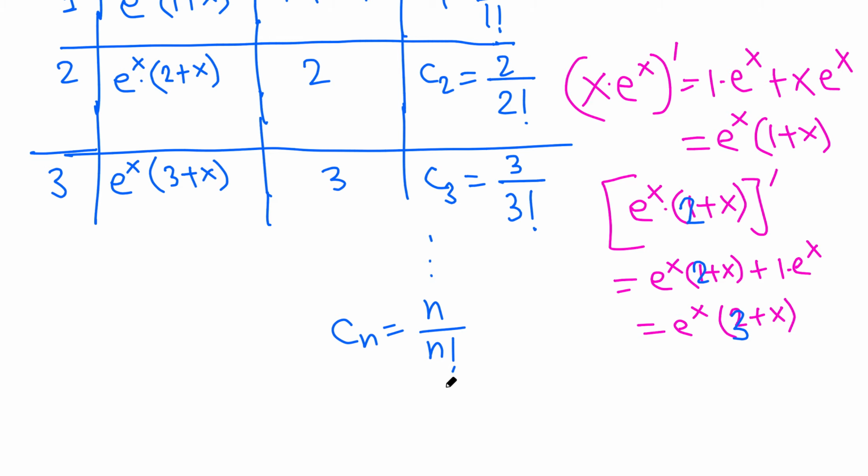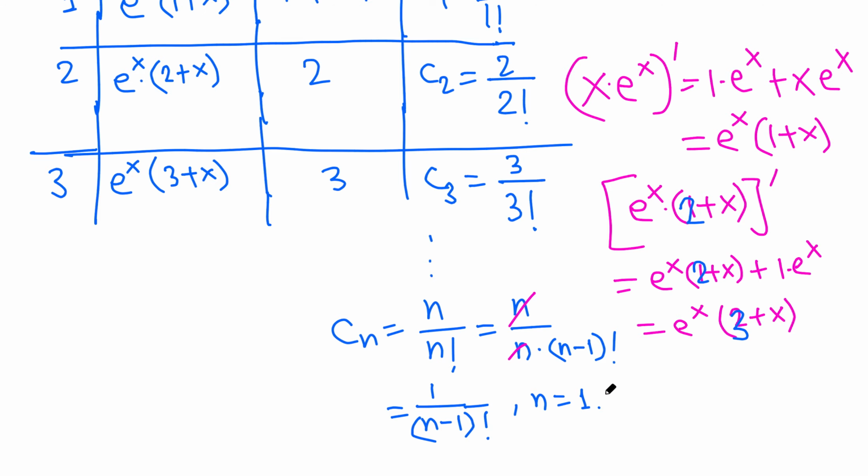But n over n factorial can be simplified. It's n over n times (n minus 1) factorial. Why do we want to simplify it? So that I can cancel. So this is simply 1 over (n minus 1) factorial. And by the way, our n starts from 1, 2, 3, because the very first term is 0, and I cannot cancel 0 over 0. So n goes from 1 to infinity.